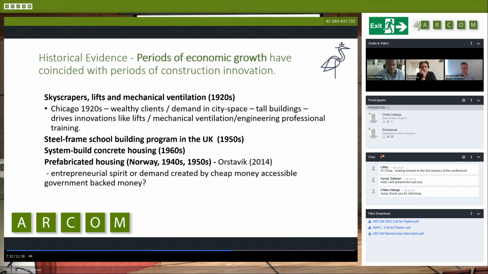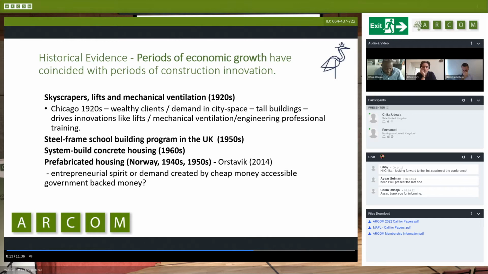And plenty of other examples across history as well. In fact, I think it's fair to say that it has been during periods of rapid economic growth, periods which I have to say have come to an end, but during those periods of growth that we see a lot of innovation in construction to solve the problems, usually, of the need to build rapidly, or in this case specifically, to build high. So we got steel frame school building programs in the UK in the 1950s. We have system-built concrete housing in the 1960s, and we have prefabricated housing, less so in the UK. Certainly post-war UK, there was a lot of prefabricated housing, but it never really took hold.